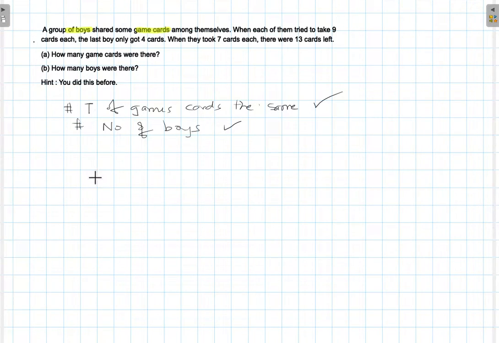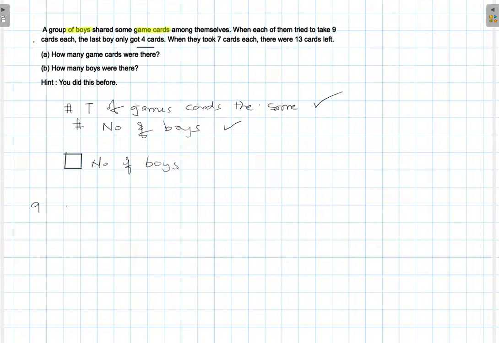I first draw. I say, okay, let the box be the number of boys. Number of boys. So I know that if each of them gets 9 cards, so I just draw. Only the last boy will get only 4 cards. So I put here 1.